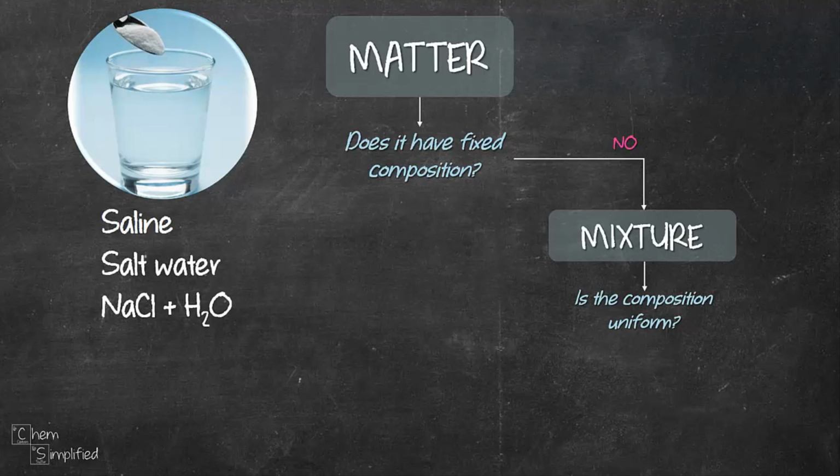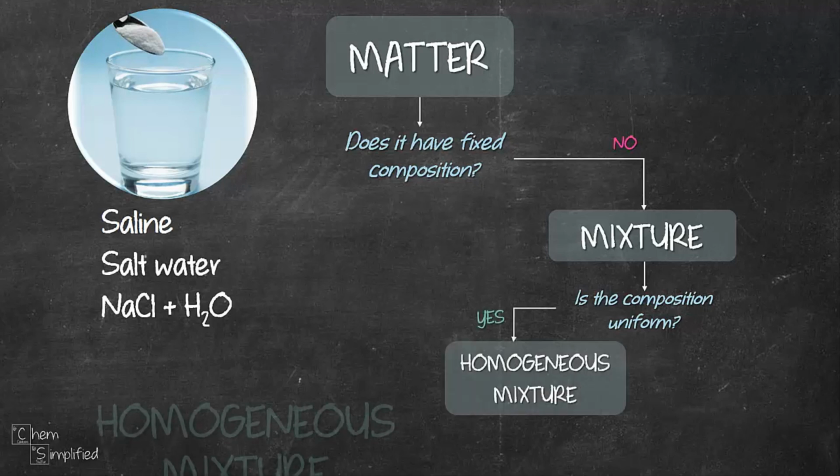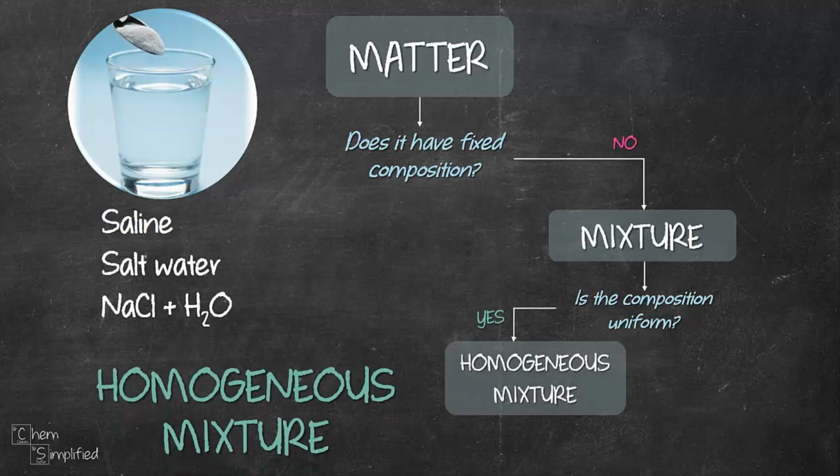Now, if we need to further classify this, then we ask the next question. Is the composition uniform? Look at that glass of salt water. Does it look like it's just one thing? Or does it look like it's a little bit different on the top or on the side or at the bottom of the glass? No, right? It looks exactly the same throughout. So the composition is uniform. So therefore, it's a homogeneous mixture.